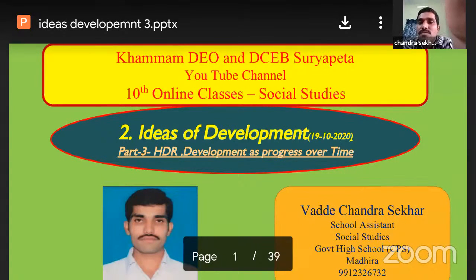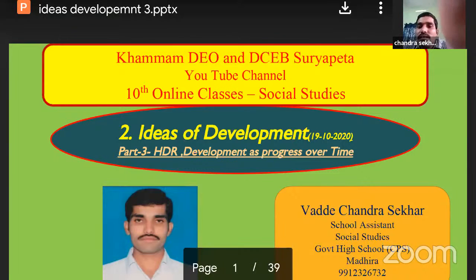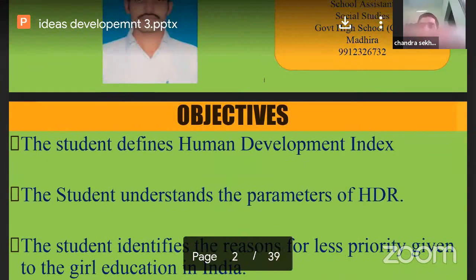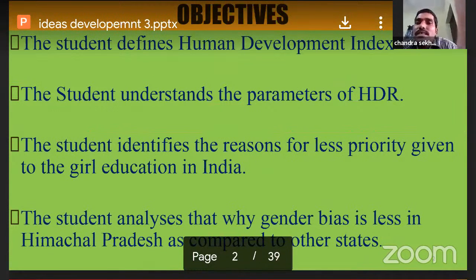Okay, ideas of development. Before going to the lesson, we will know the objectives of today's class. By listening to today's class, the student defines human development index. The student understands the parameters of human development report. What are the parameters used in preparation of human development report? The student identifies the reasons for less priority given to girl education in India. The student analyzes why gender bias is less in Himachal Pradesh as compared to other states. So by listening to today's class, every student can fulfill these objectives.